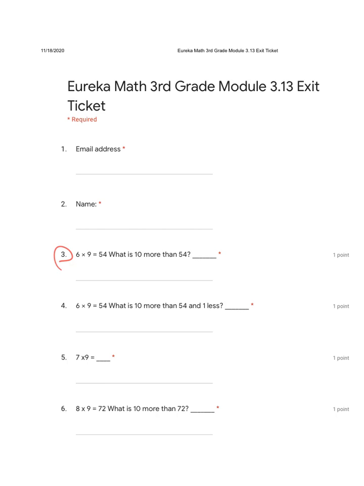6 times 9 equals 54. What is 10 more than 54? When they're asking for 10 more, that means we're going to add 10 to 54. So 54 plus 10, that's easy. That's 64.